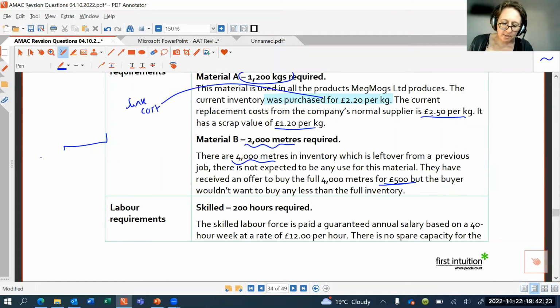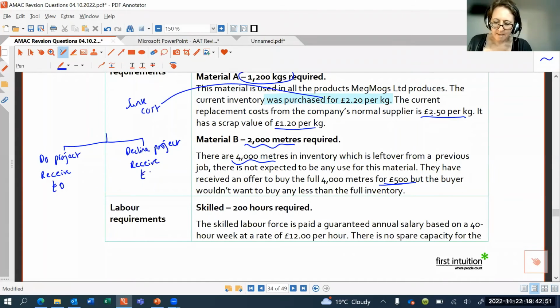So let's just think about that. If we do the project, we receive 0 because we use the material, so there's nothing to sell. If we decline the project and decide that we don't want to do it, then we receive £500 from selling material B to somebody else. So I've now got to look at those two things and say that what then is the cost of the project? And yes, I'll come back to that question, no problem. So if I do the project, I don't get anything. If I decline the project, I get £500. What is it costing me to do the project? Well, I'm actually losing out on £500 because I'm receiving absolutely nothing. So by declining the project, I'm going to receive 500.